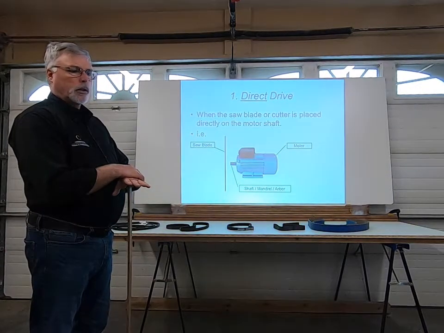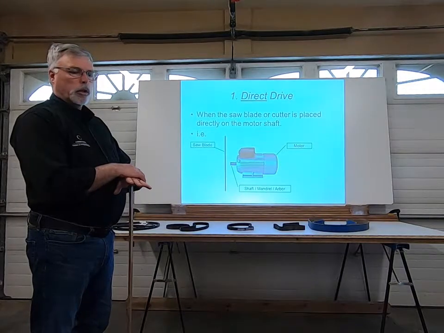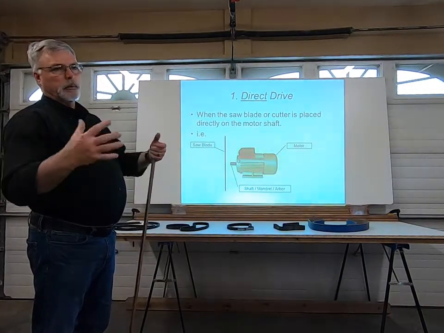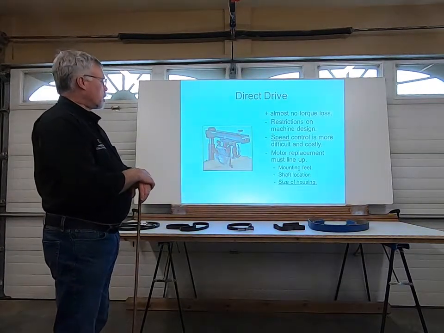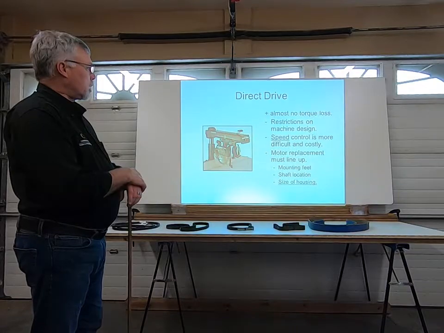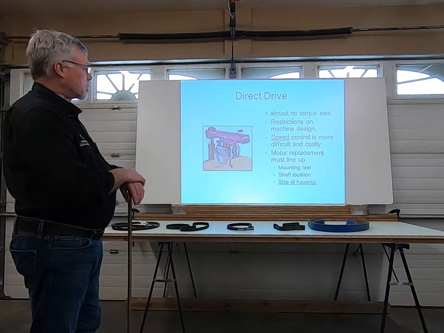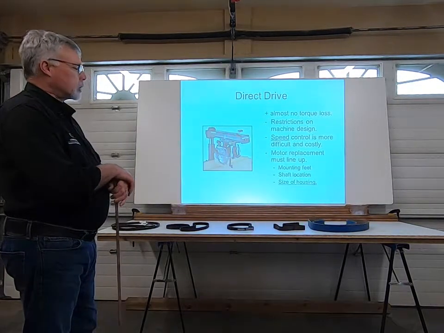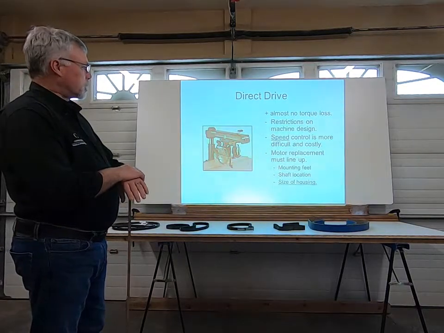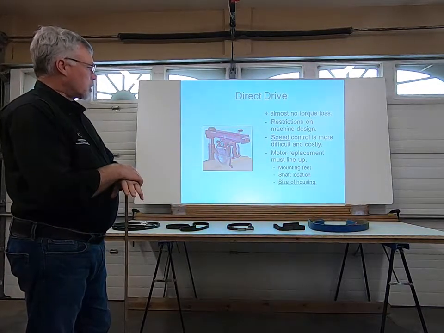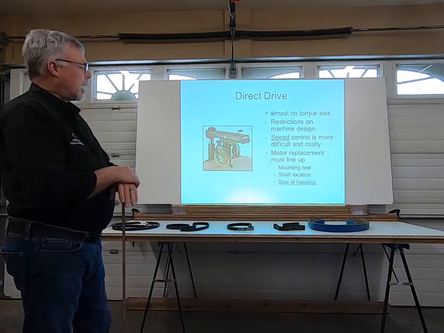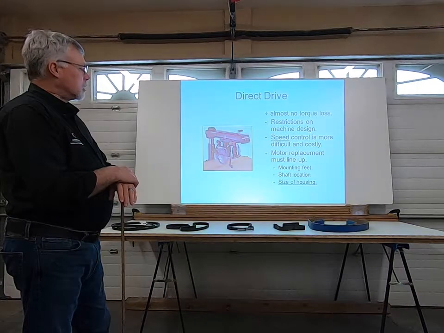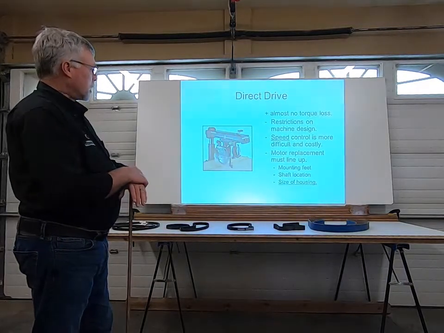It's often very difficult to accommodate the motor inside a housing, so that's where you get machines that are expanded in size. So like I said, there's almost no torque loss, but you have restrictions on machine design. One of the biggest issues that we have with direct drive systems is speed control. In order to control that speed, we have to put some type of a limiter on the motor, which basically just drives up the cost of that machine.